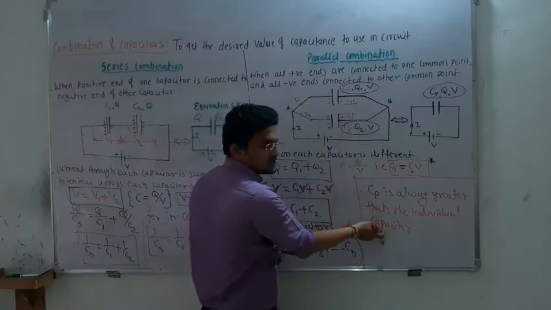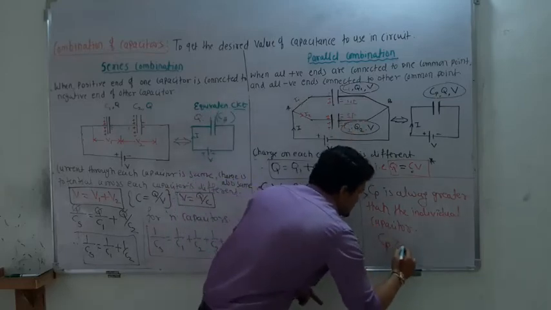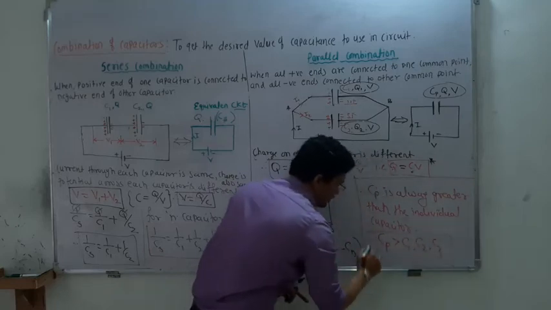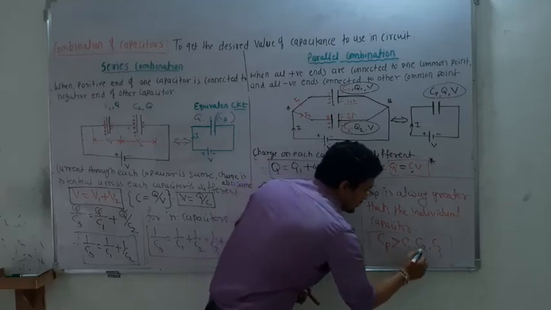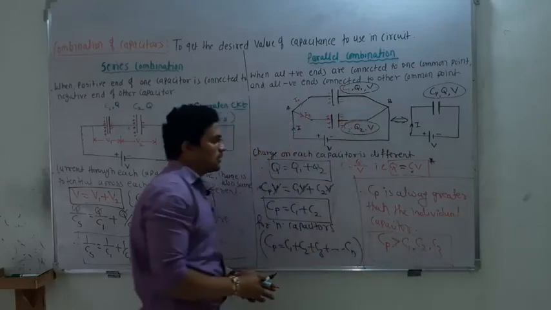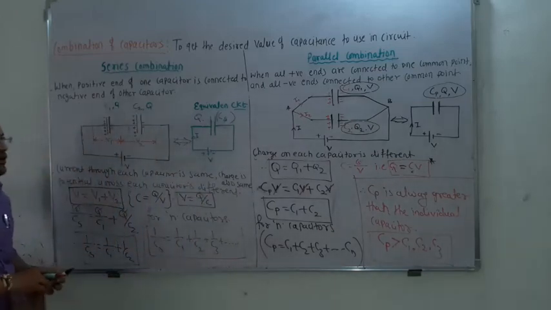So that's why it is written here. Cp is always greater than C1, C2, C3. That means it is always greater than the individual capacitor. If you take any capacitor, it is always greater. Okay, so these are the two expressions you have to remember for 5 marks.